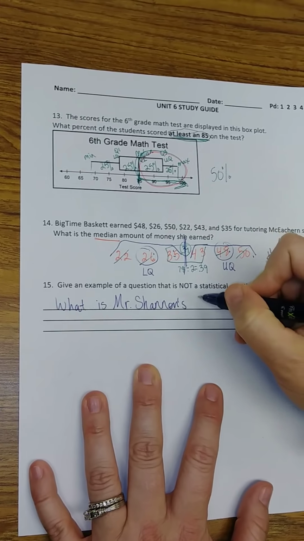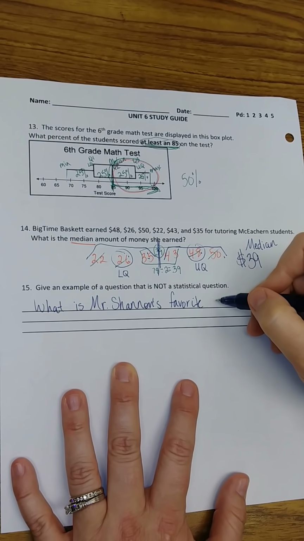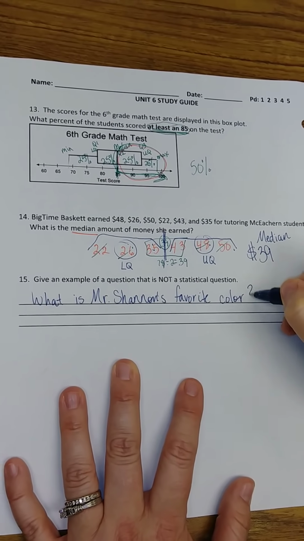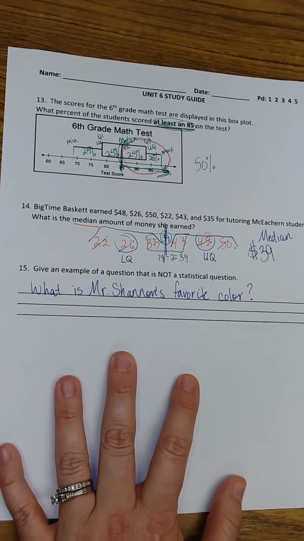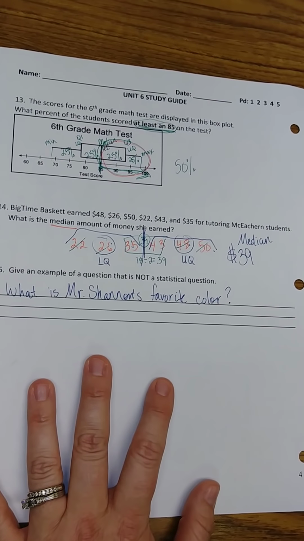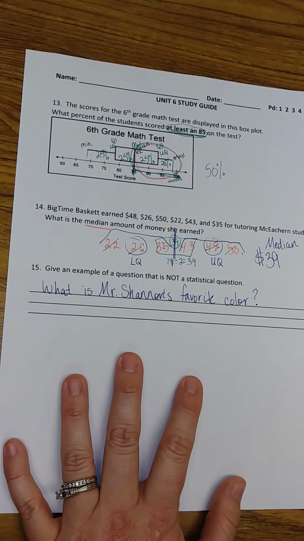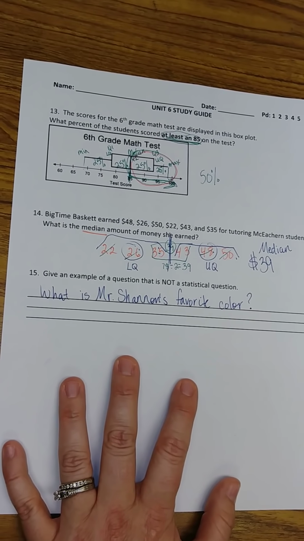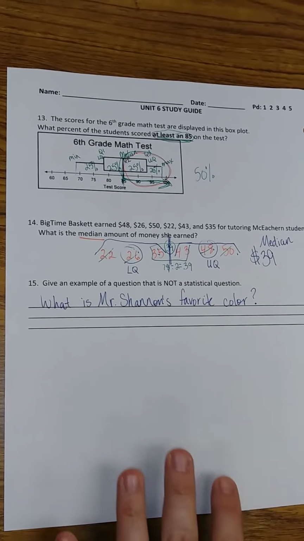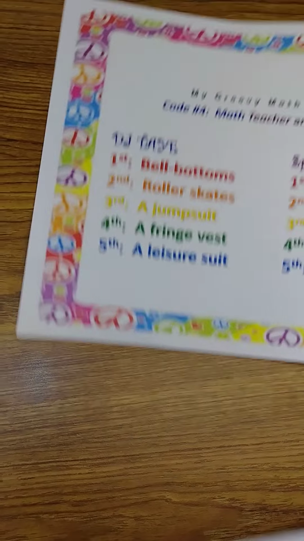Now, why isn't that a statistical question, Mrs. Spin Master Traster? Well, if I know Mr. Shannon, he is going to be concise, and he is going to give me one answer. And if it is one answer, I do not have any statistical variability. I need to have multiple answers in order to have that. Yep. Variety of answers, variety, guys. Variety is the key.